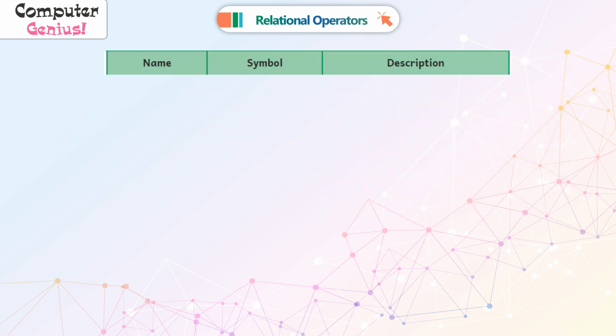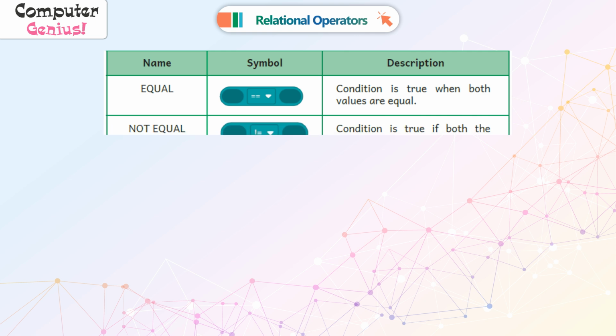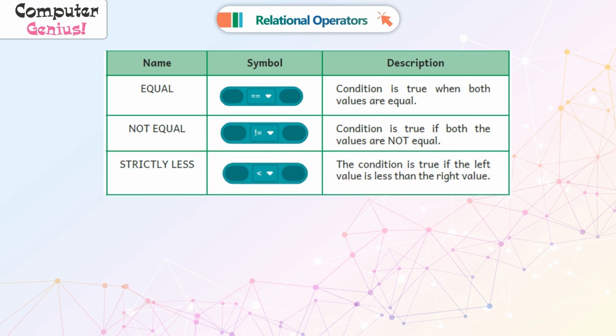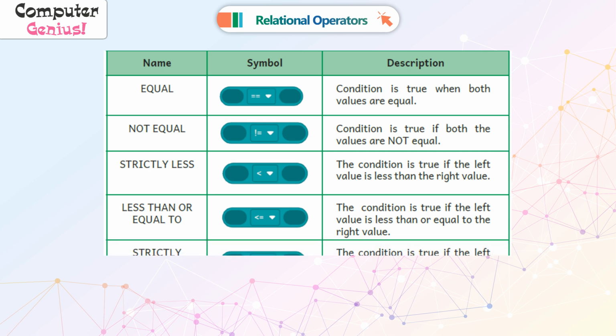Name, symbol, description. Equal: condition is true when both values are equal. Not equal: condition is true if both the values are not equal. Strictly less: the condition is true if the left value is less than the right value. Less than or equal to: the condition is true if the left value is less than or equal to the right value.